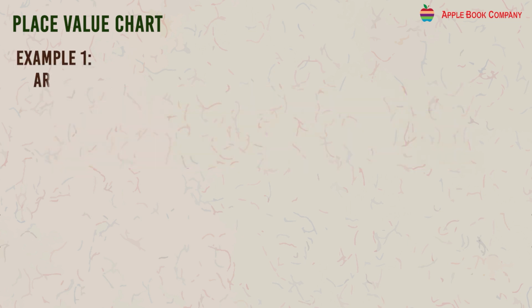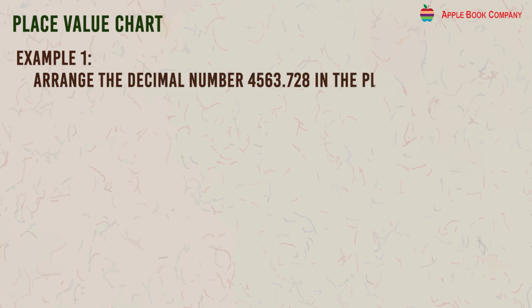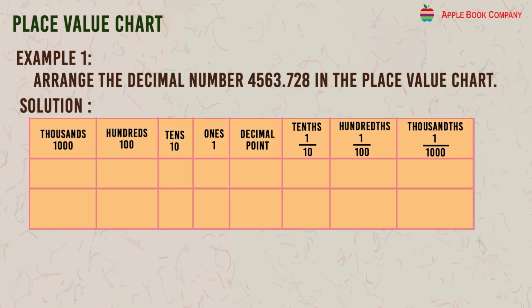Example 1. Arrange the decimal number 4563.728 in the place value chart. Solution. So we have the decimal point. Let us put the point here, and towards the right, in the tenths place it is 7, hundredths place it is 2, thousandths place it is 8, and towards the left, in the ones place 3, tens place 6, hundreds place 5, thousands place 4.